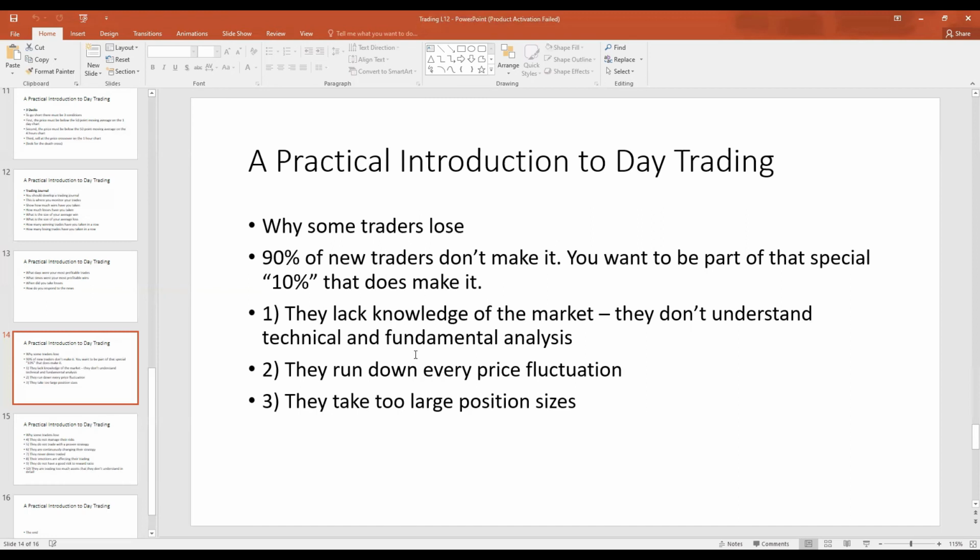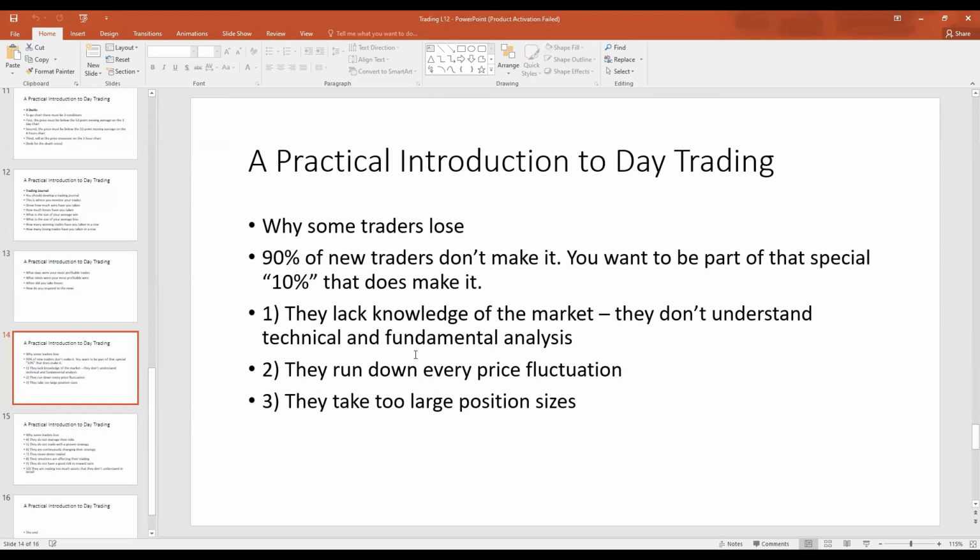So another reason why traders lose on the market is because they take too large position sizes. When they take position sizes that are very large, they are taking very big risks. But if you do not manage your risk, when the price of the asset moves in an unfavorable direction, you can end up realizing a very big loss.